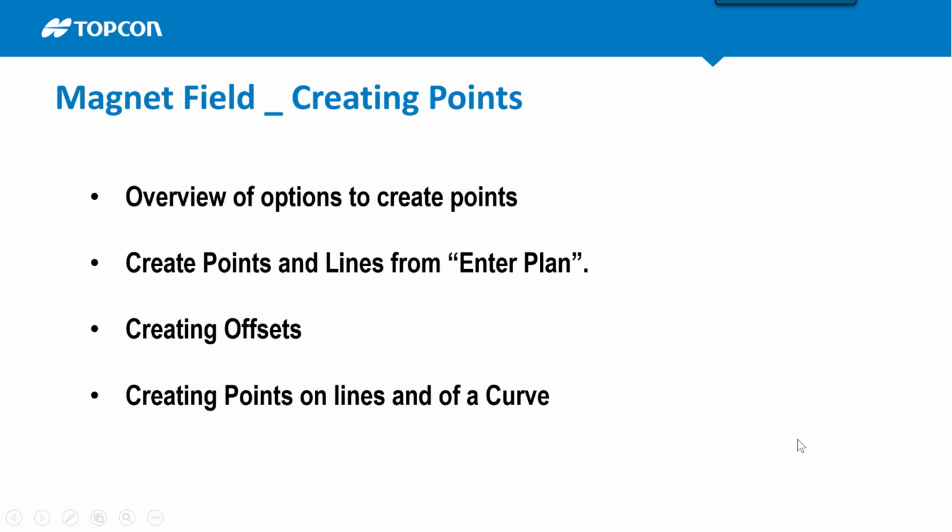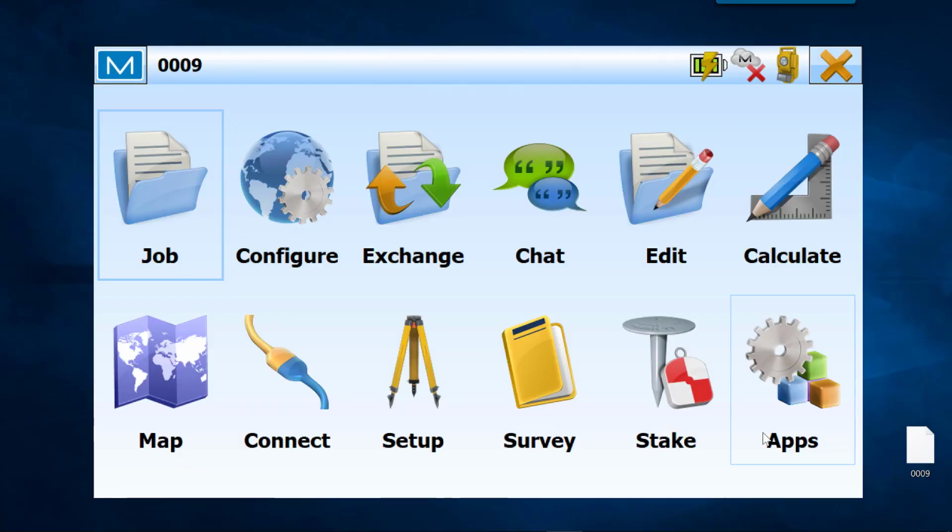Now in creating points, we're first just going to cover a quick overview of some of the options to create points. Then we're going to create points from lines using the enter plan and creating offset points along those lines and different lines, and creating points on lines and on parts of a curve, along the curve and different points of the curve itself. So we're going to be beginning with Magnet Field, and I'm in version 6.1.2 again, job number 9.